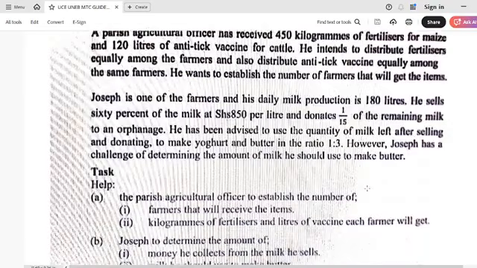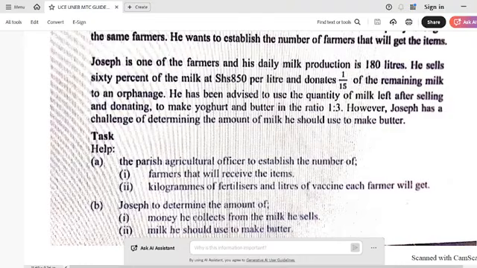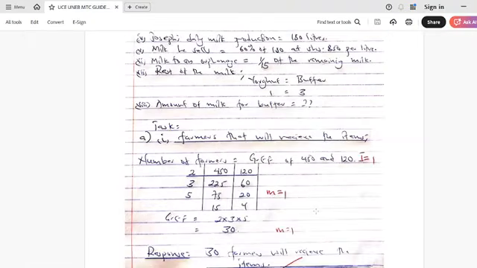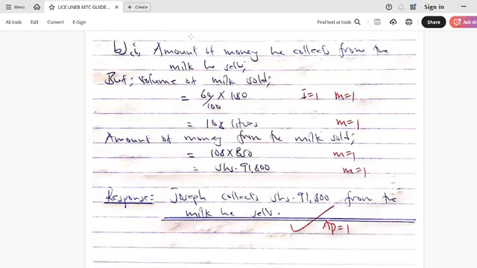Let us run back to part B. Part B says, help Joseph to determine the amount of money he collects from the milk he sells. Okay, so according to that part, sometimes you cannot reach such responses directly. You need to first derive some steps, but it is very good to be telling the examiner. It must be a talking response.